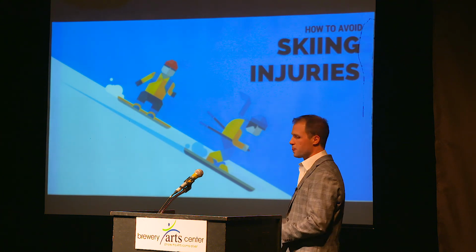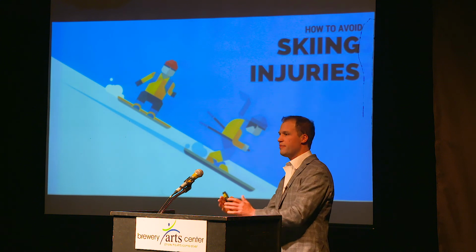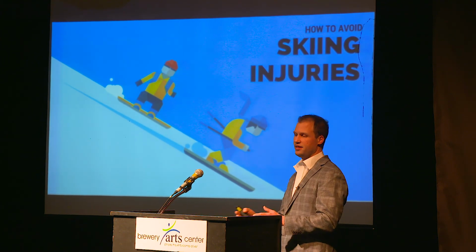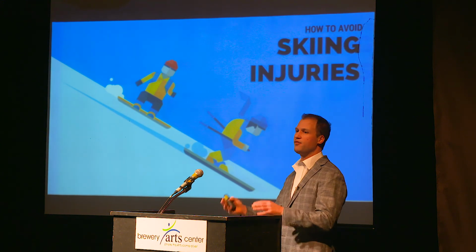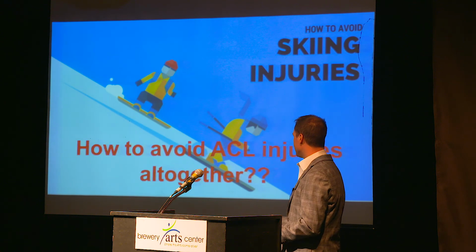All right, so we talked about what your ACL does, how you injured it, how you get back to doing stuff you want to do, and the risks of re-injuring it. And really the goal is to make this whole talk obsolete. How do you stop from getting in the office in the first place? Okay, so how do we prevent that?